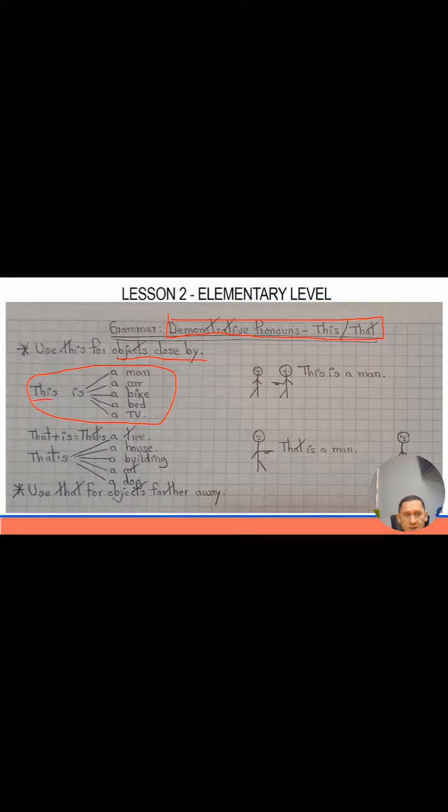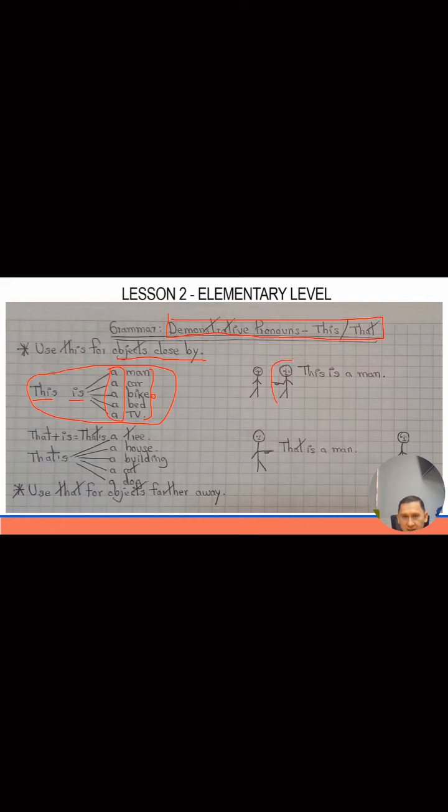This is singular, is also singular, and this article a is also singular. And as you can see right here, all of these nouns are in singular. So this is a man, or this is a bike. So we have the example right here.